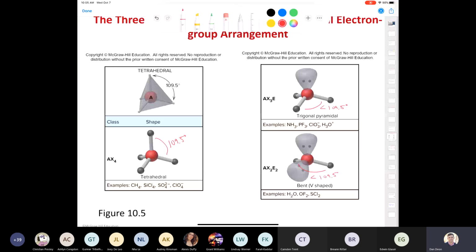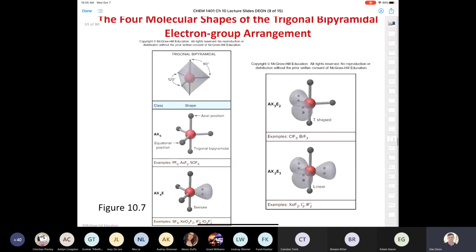Give me a thumbs up if you just follow me on the rationale, because if you do thus far, then the trigonal bipyramidal should be pretty straightforward. Okay, great, wonderful. Well, let's move on from there and talk about the trigonal bipyramidal.